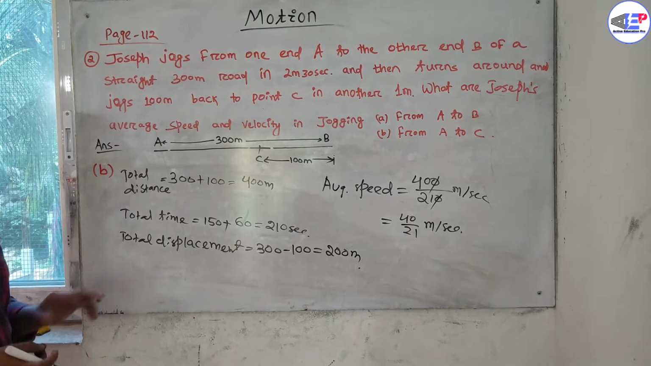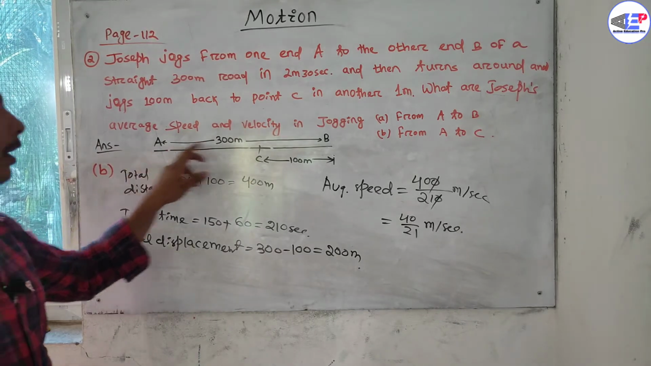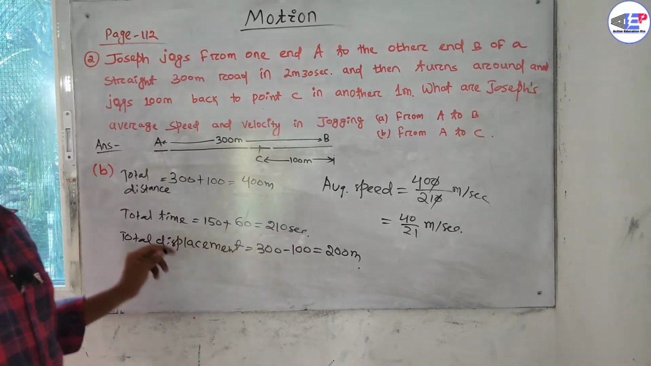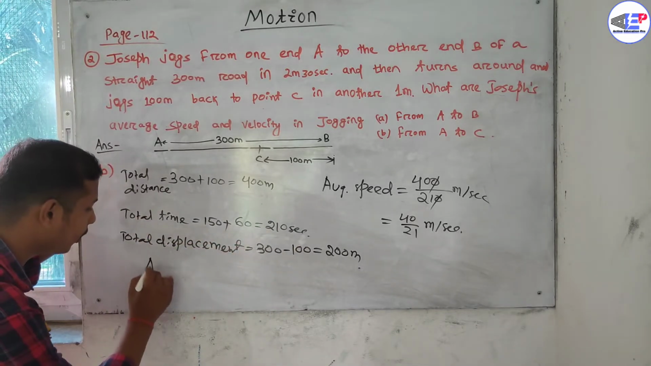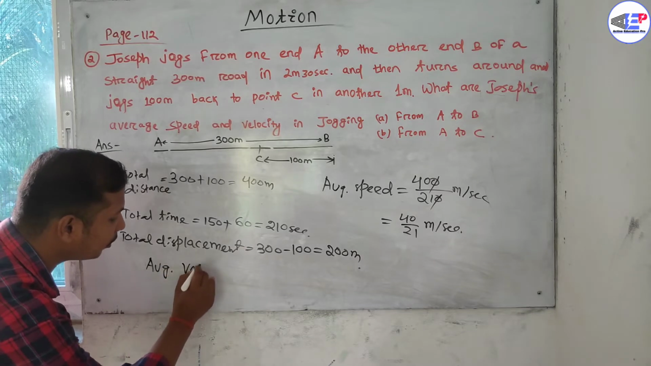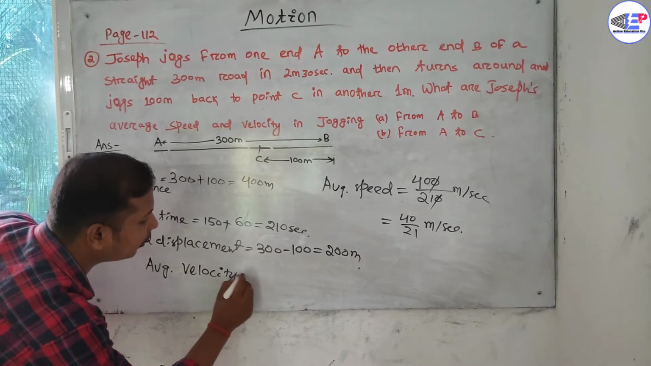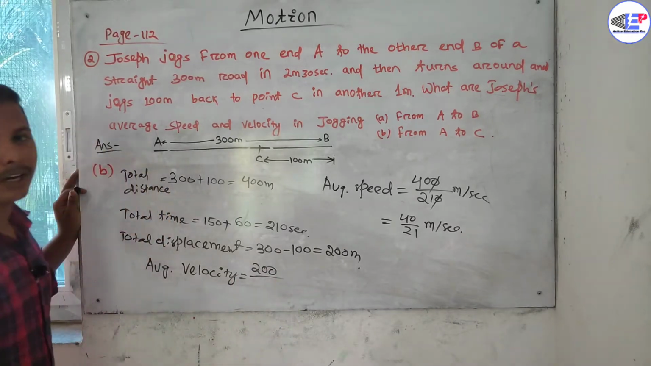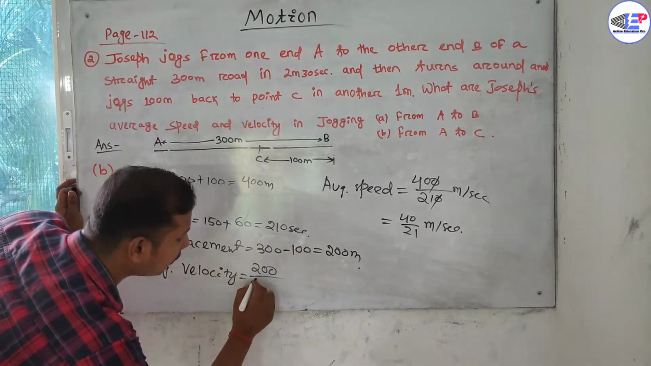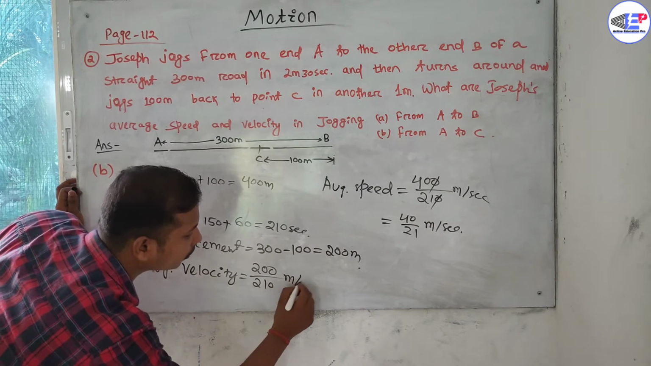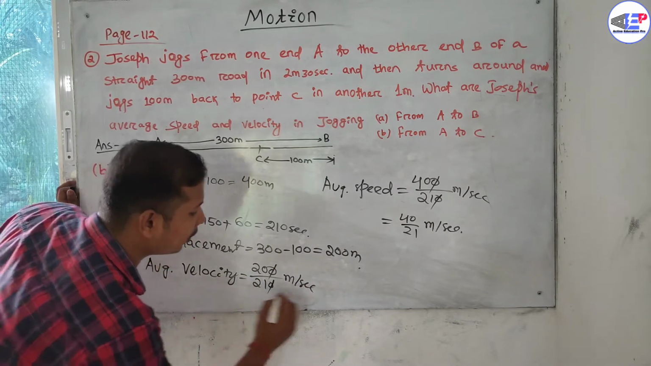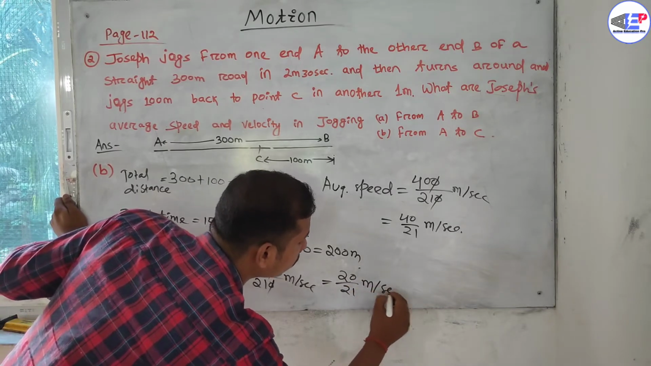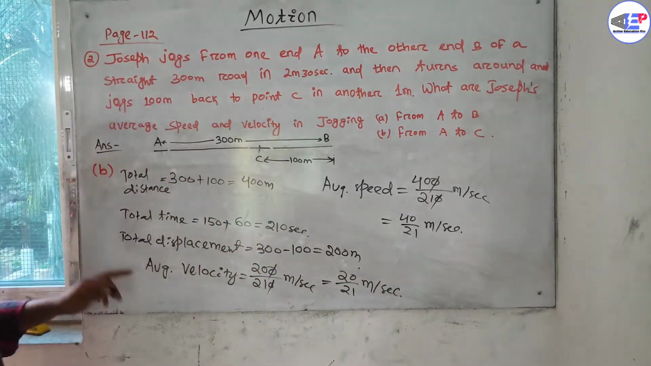And the time taken by Joseph from reaching point A to C is 210 seconds. So the average velocity will become total displacement, which is 200 meter divided by total time, which is 210 seconds. 0 will be cancelled. This will give 20 by 21 meter per second. It is the average velocity.